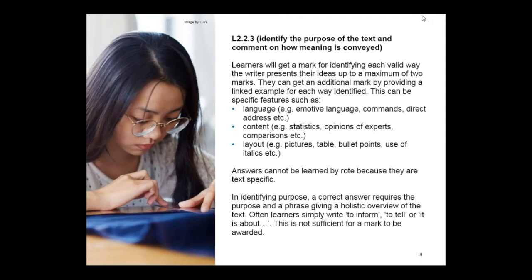In identifying purpose, a correct answer requires the purpose and a phrase giving a holistic overview of the text. Often learners simply write to inform, to tell, or to explain. But this is not sufficient for a mark to be awarded. They need to be writing to inform someone of something.